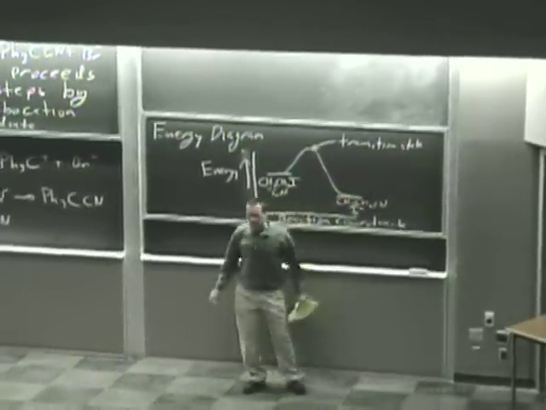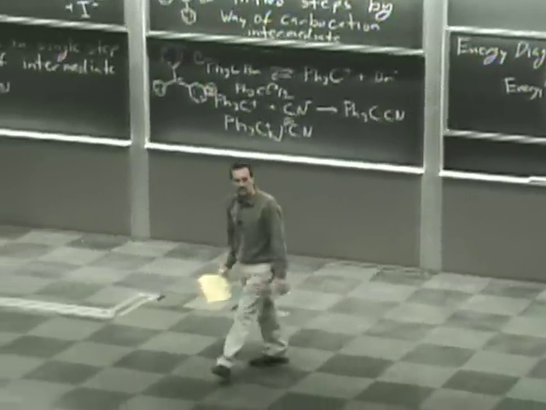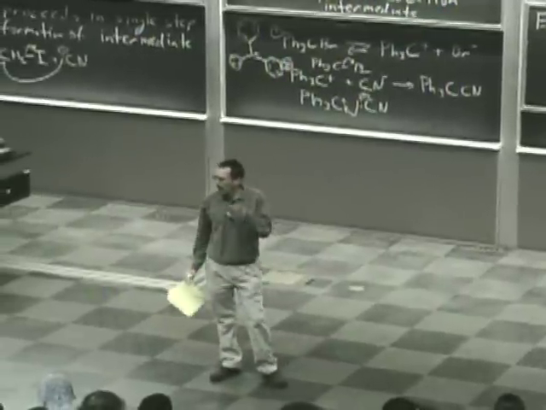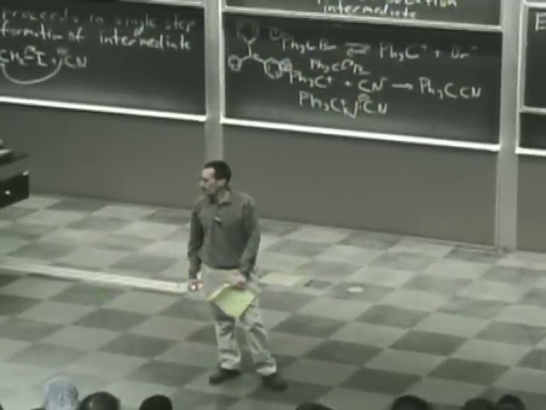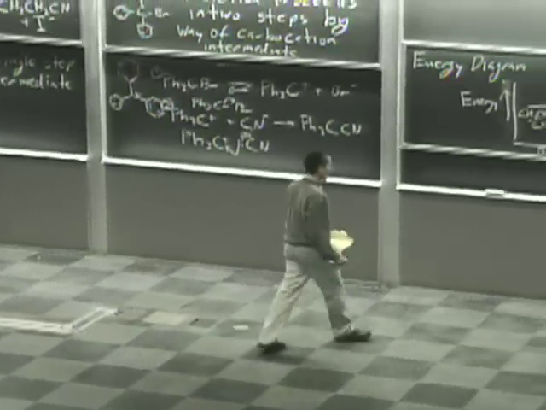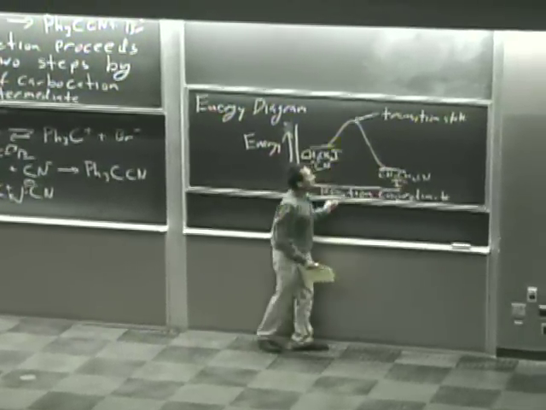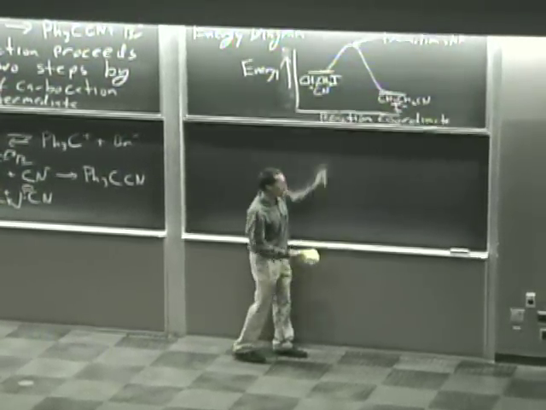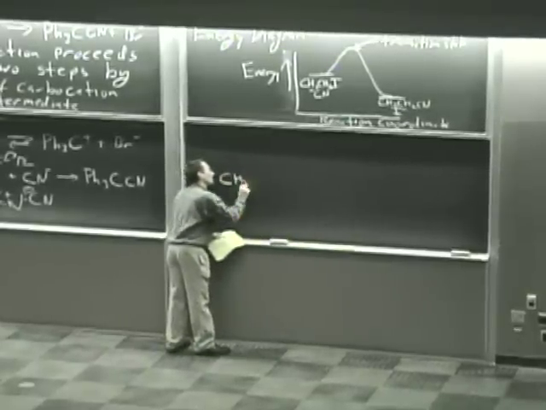Transition state is the term that we give to the arrangement of atoms and molecules at that highest energy point, as we're proceeding from reactants to intermediates or intermediates to products. The transition state for this reaction is going to look something like this.